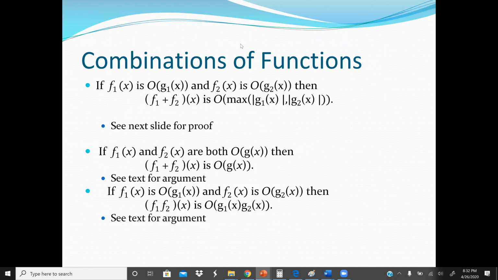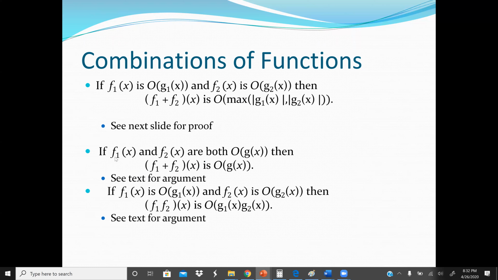So we have the combination of the functions. This concept is the same as in college algebra. We may have two functions, one may be inner, one may be outer combination. So here, for example, if we have f1 at x is big O g1 at x, and f2 at x is big O g2 at x, then f1 plus f2 at x is big O of the max of g1 at x and g2 at x.